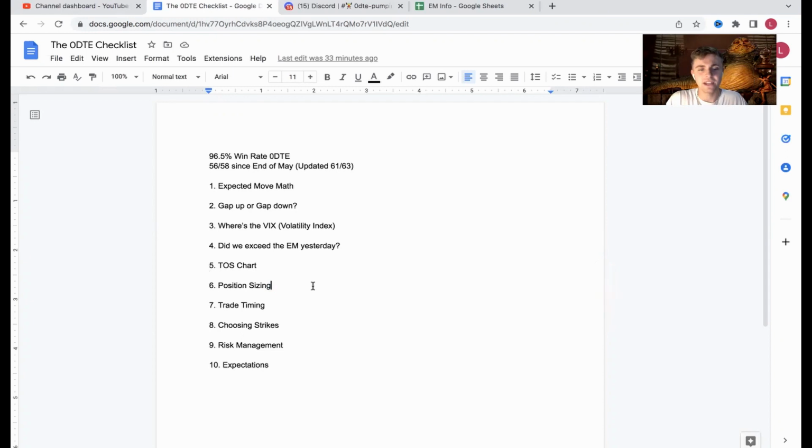The sizing, it's interesting because I always size smaller on big news weeks. Personally, I don't like to exceed 4 to 5% of my account at risk when it comes to big, big news weeks because what's the point, right?